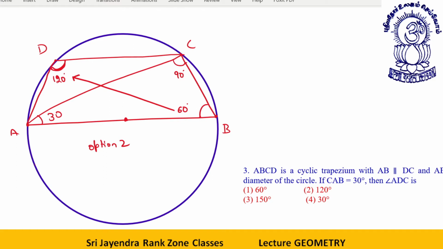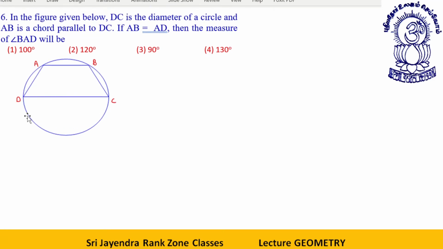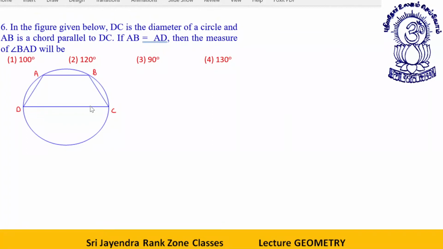Let me show you the next one. This is a good one. In the given figure, DC is the diameter of a circle. AB is a chord parallel to DC. If this side is equal to this side, then you have to determine the measure of angle BAD.